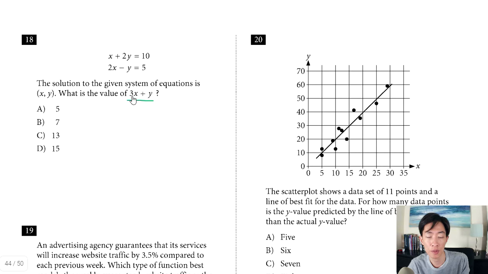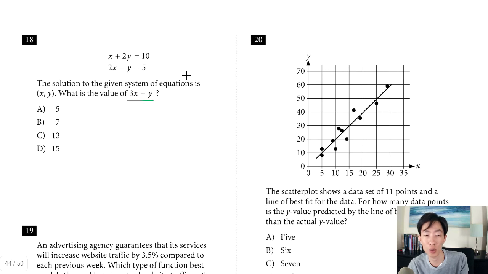But if they're asking for something specific like 3x plus y, it'll benefit you if you take a couple extra seconds to look at what they're giving and ask yourself, can I get 3x plus y by using some kind of a shortcut? And what you'll notice is, hey, if I add the two equations together, x plus 2x is 3x, 2y plus negative y is y.